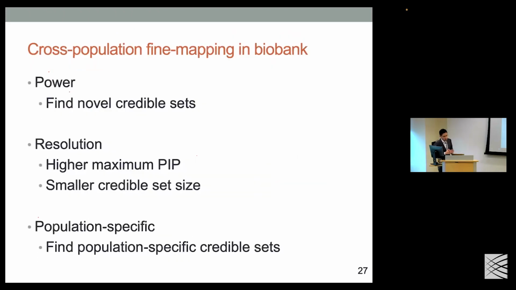Brief summary here. Cross-population fine-mapping in the biobanks shows that the power is increased. We have the ability to find some novel credible sites which cannot be detected by single population fine-mapping, and the resolution is also higher: higher maximum PIP and also smaller credible sites. We can also find some population-specific causal variants. We will show some examples later.